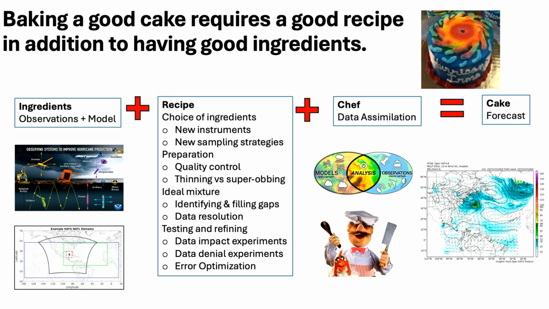Well, creating a good forecast, just like baking a cake, requires more than just having good ingredients, in this case, our model and our observations. And a good chef, which is our data assimilation system that combines the models and the observations, we need to have a good recipe. And that includes new instruments and sampling strategies, quality control, thinning or superobbing data to improve representativeness, finding the ideal mixture of data, identifying and filling data gaps, improving resolution, and testing and refining through data impact experiments and error optimization.